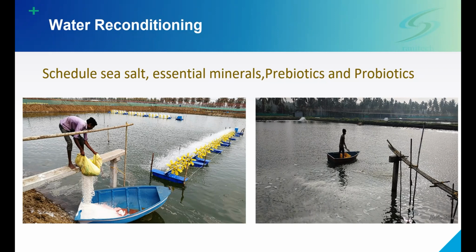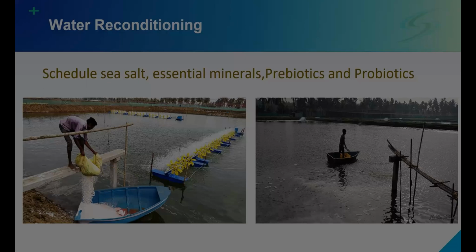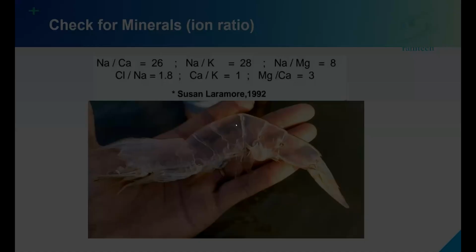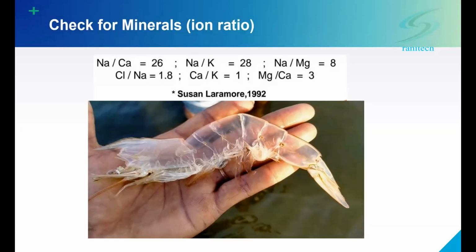Coming to the next one, we can see that seawater has all minerals in proper proportions, whereas freshwater is almost 0 ppt. All the minerals are in single digits, whereas seawater has the right proportion. So we need to really take care of minerals now. So how to take care?